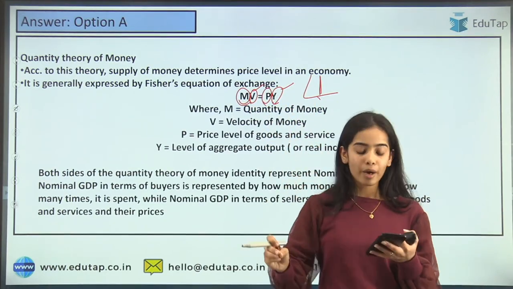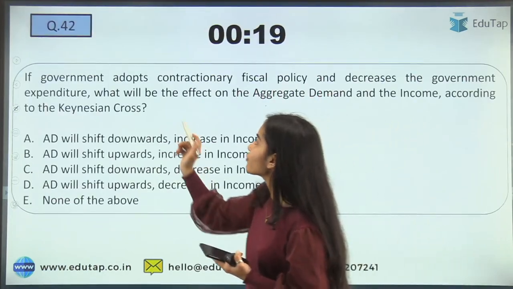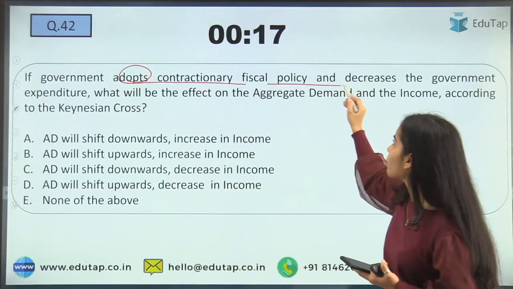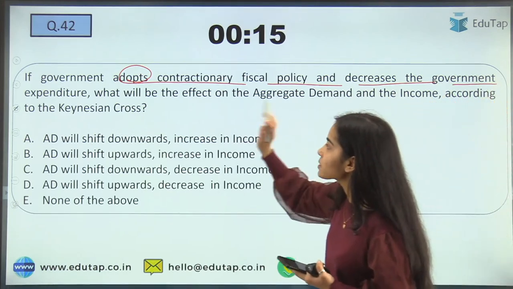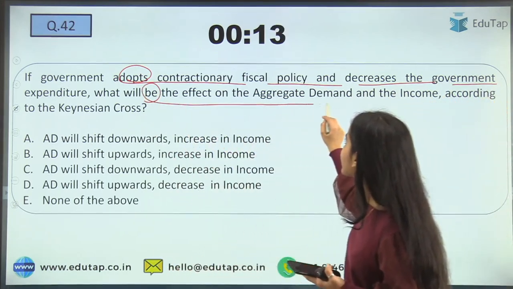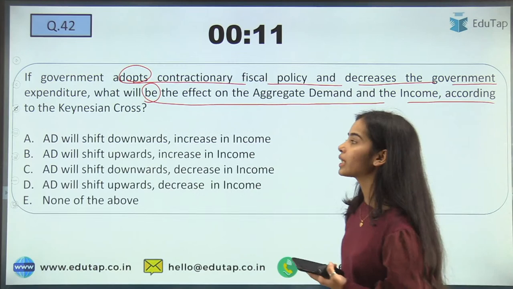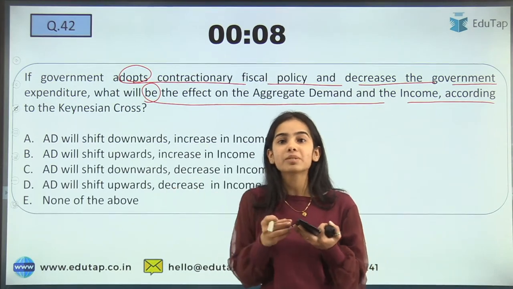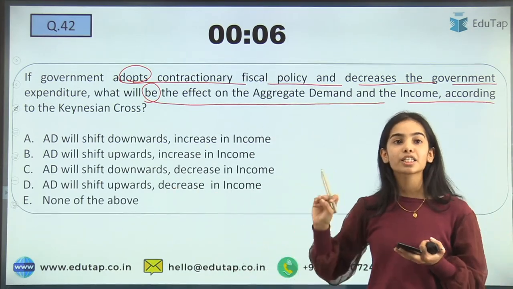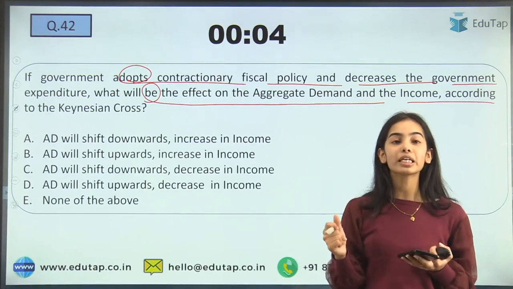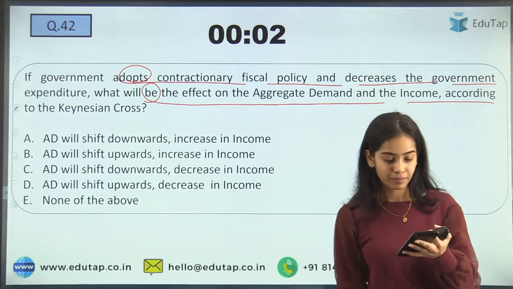So next is, if government adopts contractionary fiscal policy and decreases the government expenditure, what will be the effect on the aggregate demand and the income according to the Keynesian cross? So this seems like a lengthy question, but the answer is very easy. Like you can give it in seconds if you know the curve.